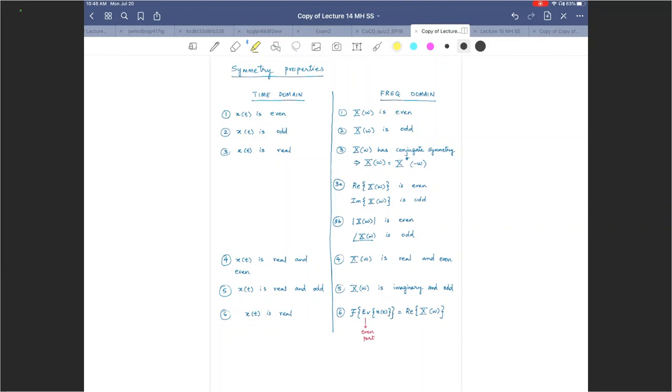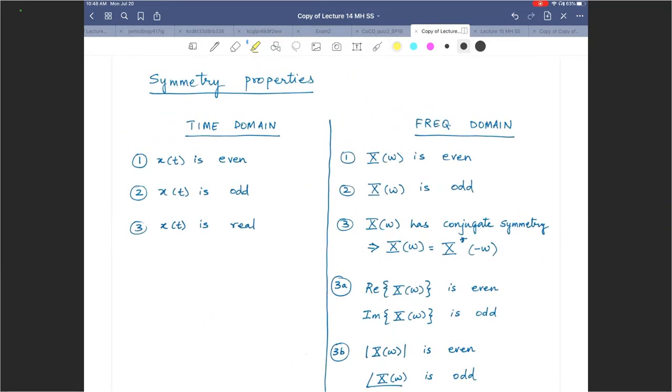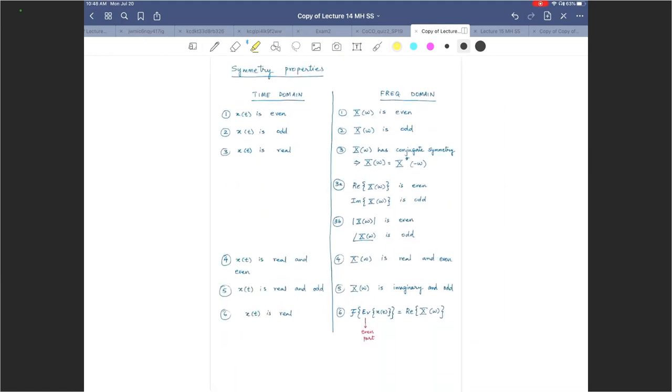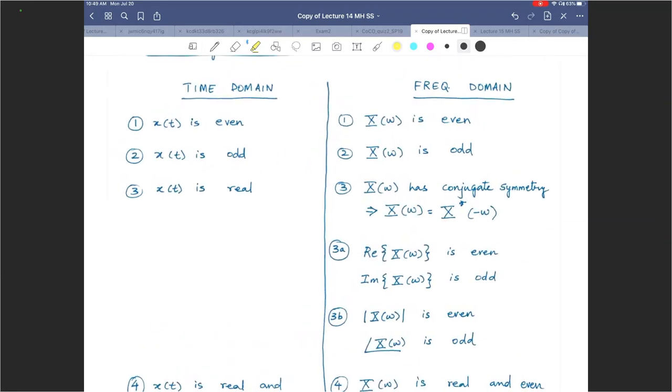Next, let us take a look at some symmetry properties. Can we have some symmetry in frequency domain information when the time domain signal is even, maybe odd, maybe real? Can we say something about the symmetry in the frequency domain? There are a bunch of properties over here that I have listed, which are also present in your reference tables. I'm going to prove one of them. And the type of proof that I do, you can apply that same strategy to prove other properties that are listed over here. So for example, I'll just say out a few properties here.